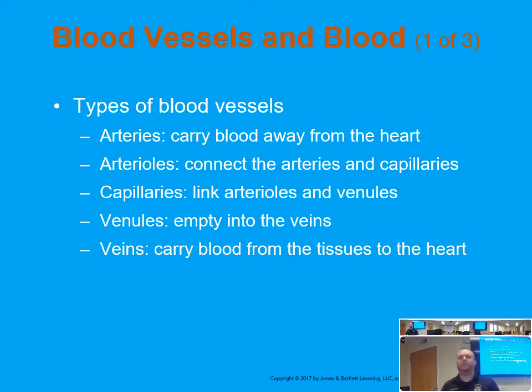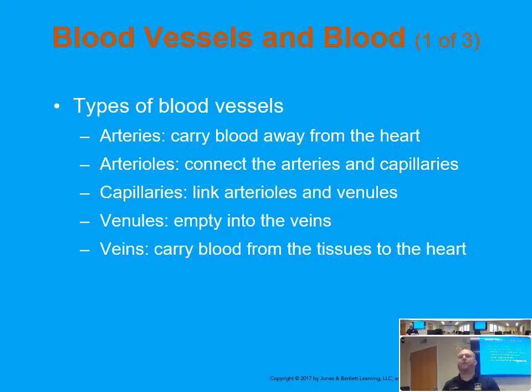Types of blood vessels. We talked about arteries that carry blood away from your heart in most cases, arterioles that connect the arteries and capillaries, capillaries that link arterioles and venules, venules that empty into your veins, and veins that carry blood from the tissues to your heart.